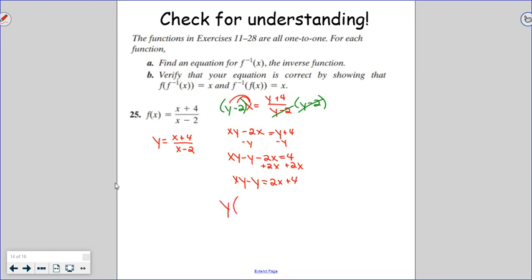You should still have two terms left. We started with two terms. This one is left with an x. This one is left with a 1. And lastly, divide by that. y equals (2x plus 4) over (x minus 1), or f inverse equals.